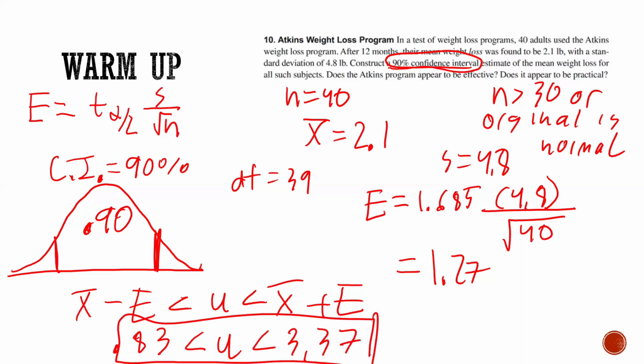Okay. So that means, right? This is pounds, right? That means at a 90% confidence level, we are 90% confident that the mean person who goes on the Atkins diet will lose, and again, this is assuming that our sample was simple random, between 0.8 pounds and 3.4 pounds. So does it appear to be effective?